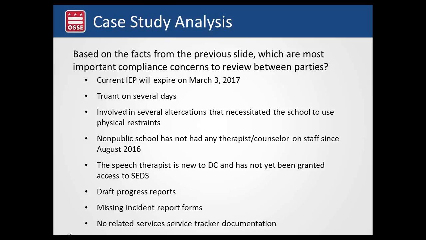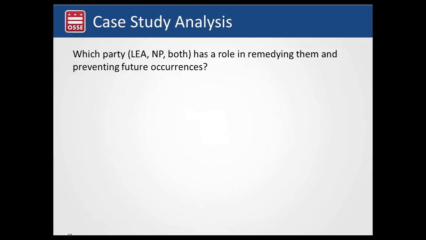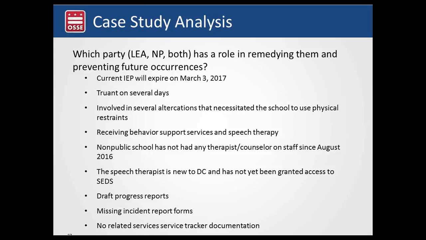There may be others. But as you look at this case study and think, if we were to encounter this particular situation, how would we analyze the concerns? And based on the concerns that we identified, what would we put in place to ensure that they didn't lead to issues of noncompliance, and that students were getting what they needed with regard to their IEP services? And which party, the LEA, the non-public, or both, has a role in remedying the concerns and preventing them from reoccurring in the future? Again, that's a discussion that needs to take place and might vary from non-public to non-public, from LEA to LEA.